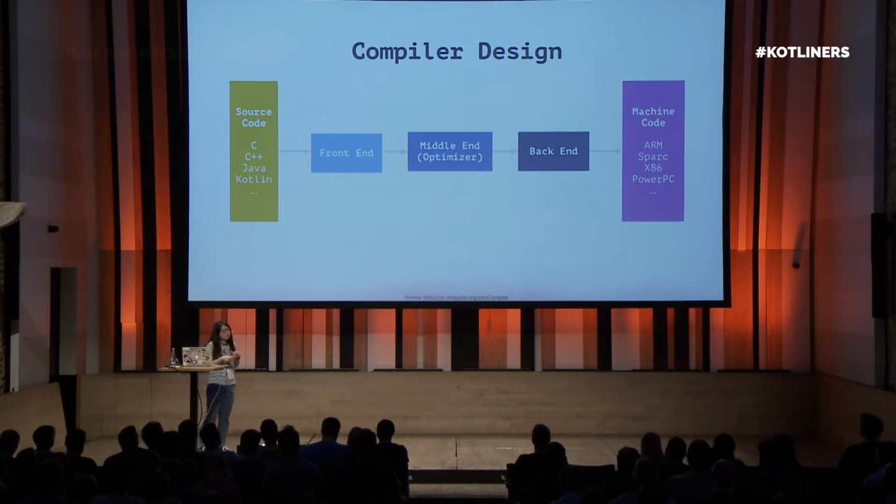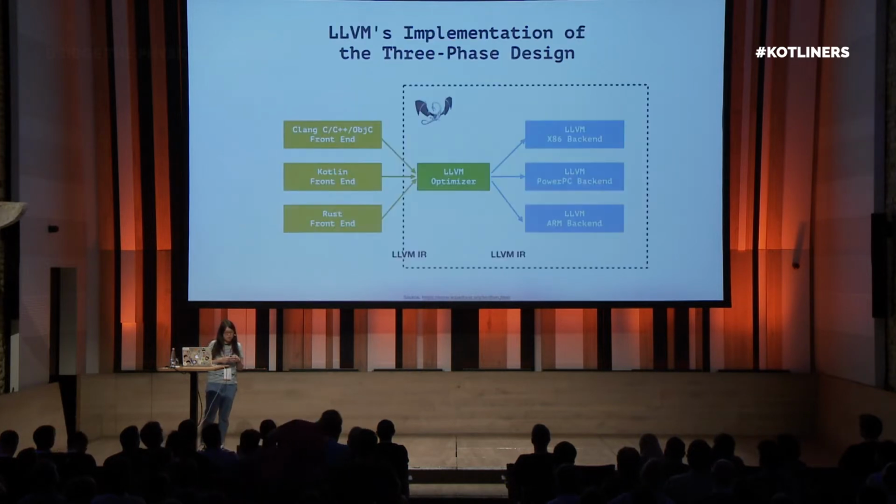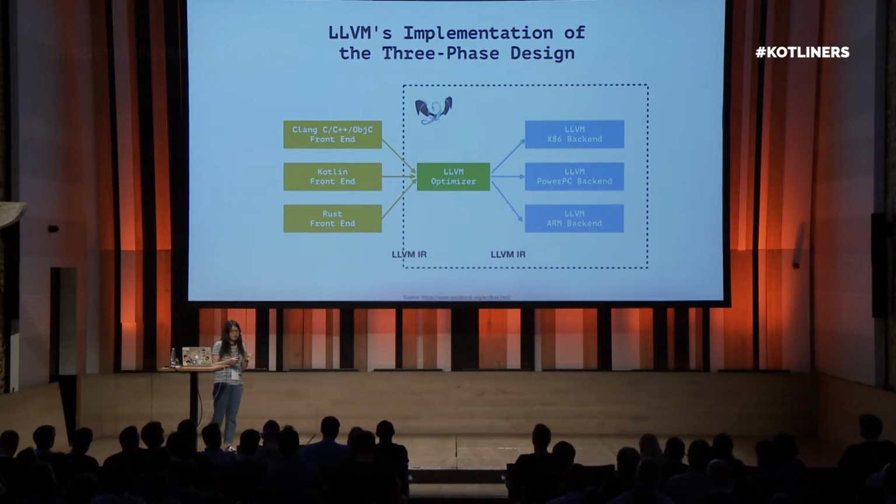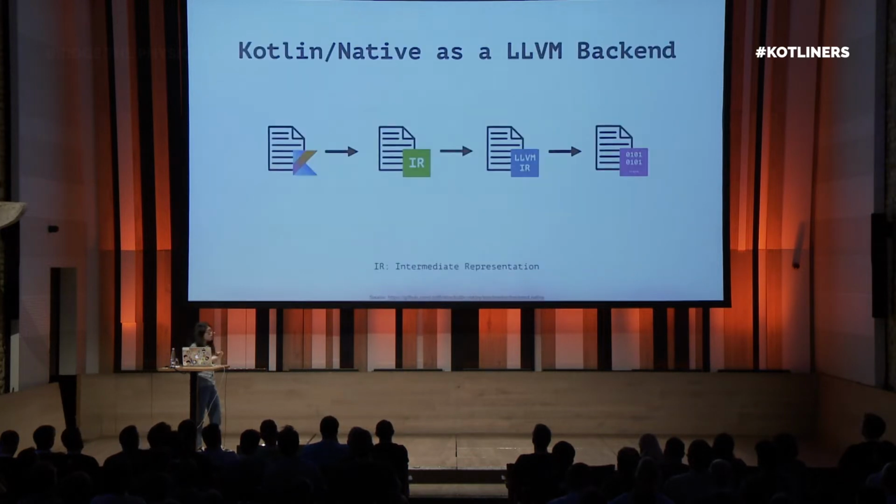Then it becomes the binary, which can be executed on different target platforms. So the mid end is normally also known as the optimizer. The LLVM's implementation of the compiler looks like this, and they need an intermediate representation to work.